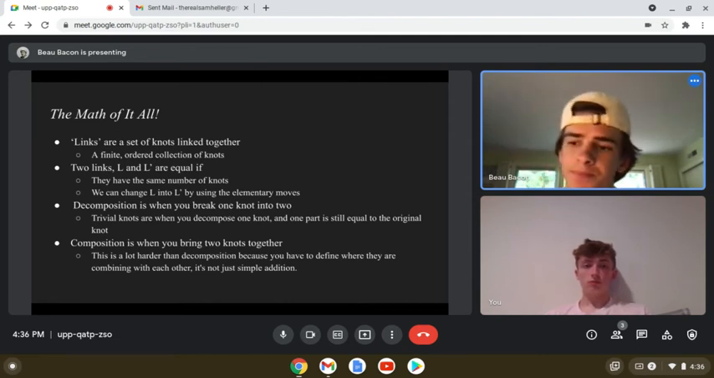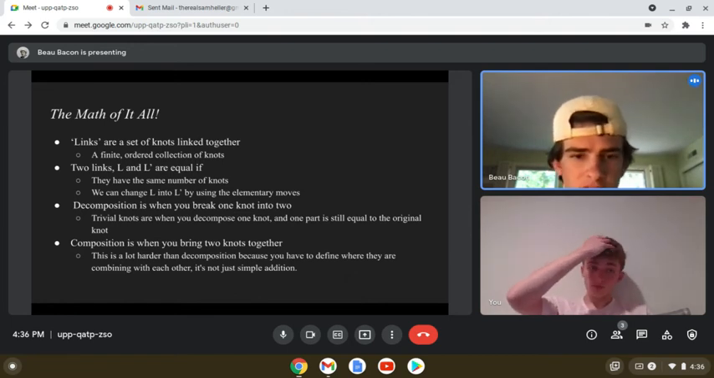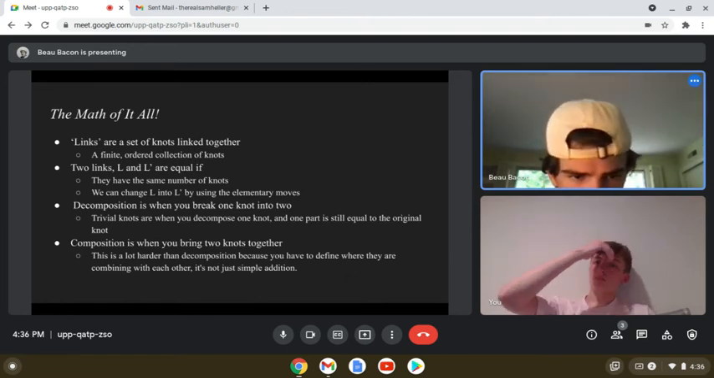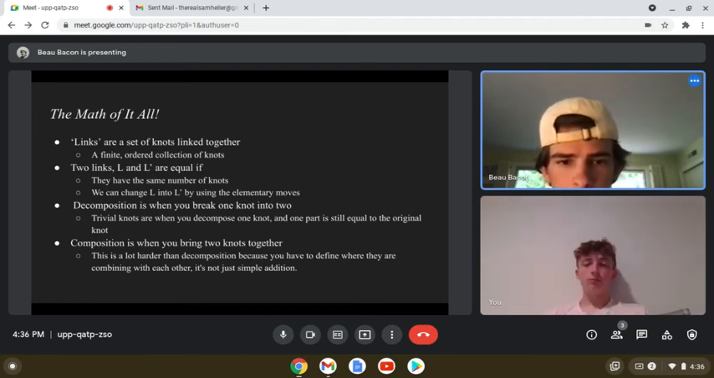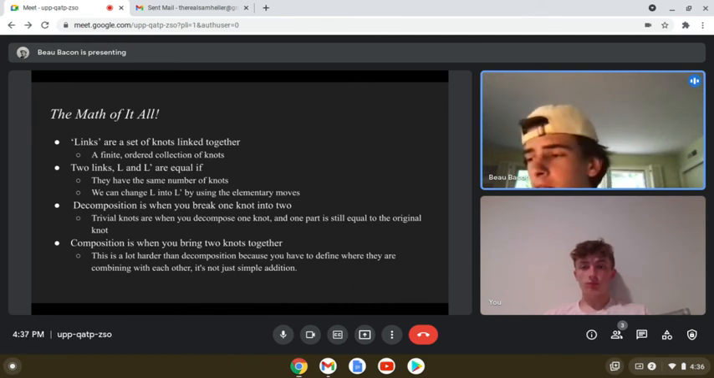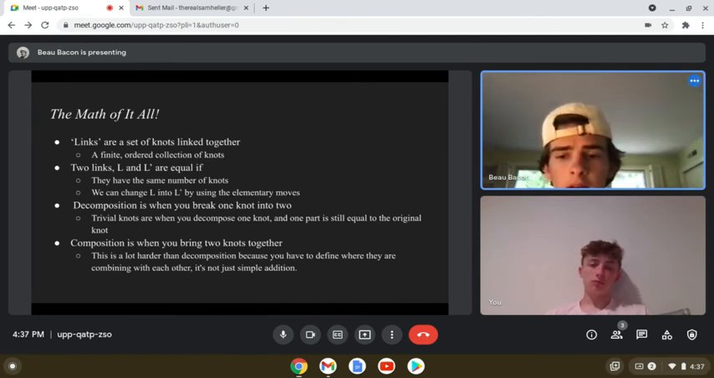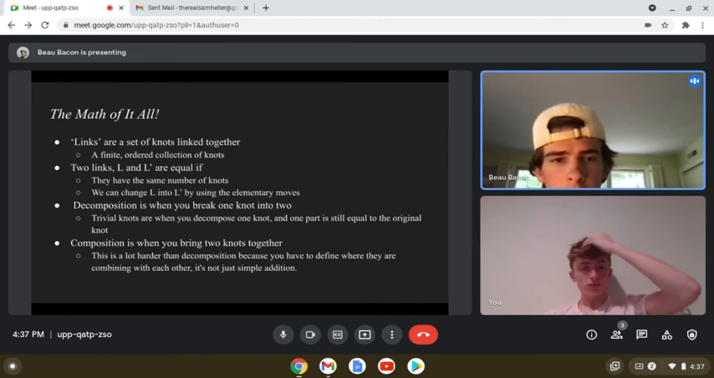So they have the same type of knots, but they can be orientationally different. Decomposition is when you break one knot into two, which I'll show you in a little bit, and I'll show you trivial knots, which is when you decompose one knot and one part is still equal to the original knot. Composition is when you bring two knots together, and that's a lot more complicated mathematically, and I'm going to go about showing you why in just a sec.